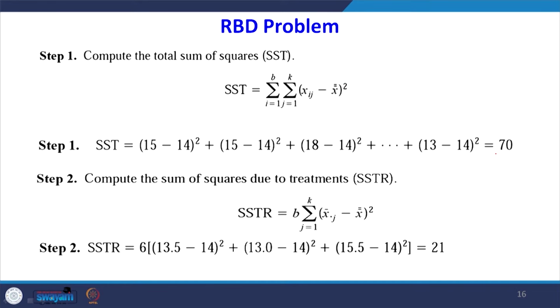Then compute the sum of square due to treatment. So, there are 3 treatments. So, b is the number of replications per treatment, that is 6. Column 1 mean 13.5 minus overall mean 14 whole square plus, okay, 6 is common, we brought 6 to this side. So, 13.0 minus 14 whole square plus 15.5 minus 14 whole square, so 21.